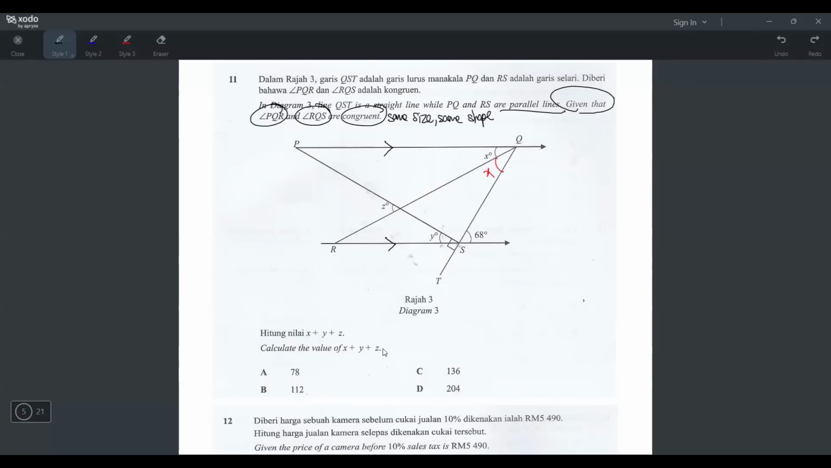You have to find the X, Y, Z separately first. You kena cari X, cari Y, cari Z separately. And then lepas cari tiga-tiga ni, baru you tambah semua. Right? Tapi macam mana nak cari X, Y, Z? Okay, look at the diagram lah. So they got give us some value here. Do you see it? So mesti you kena start daripada sini, right?